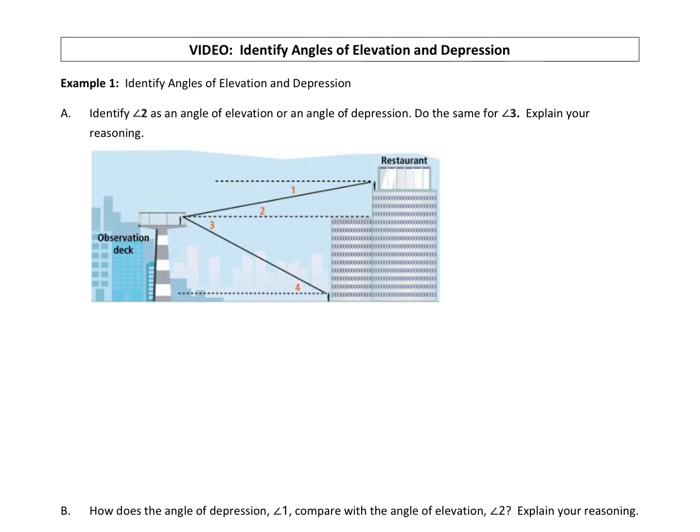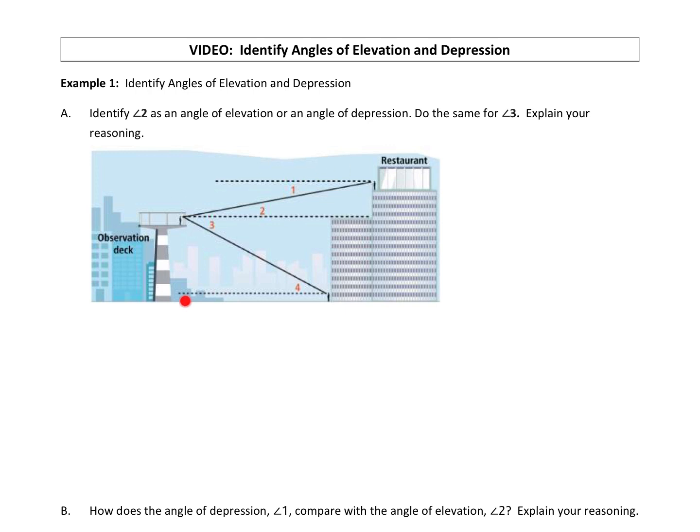So we just learned what angles of elevation and depression are. So now let's make sure we can identify those in, for example, this picture right here. So part A asks us to identify angle 2 as an angle of elevation or an angle of depression. Do the same for angle 3 and then just explain our reasoning.